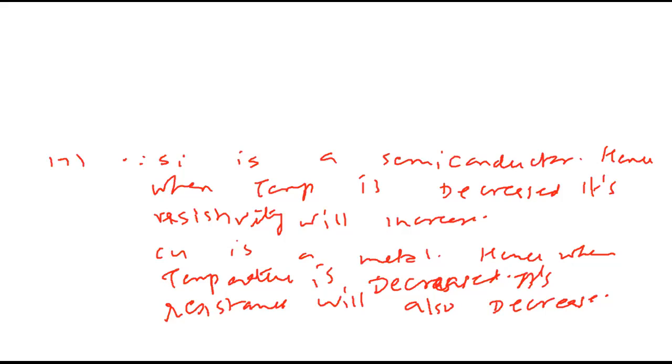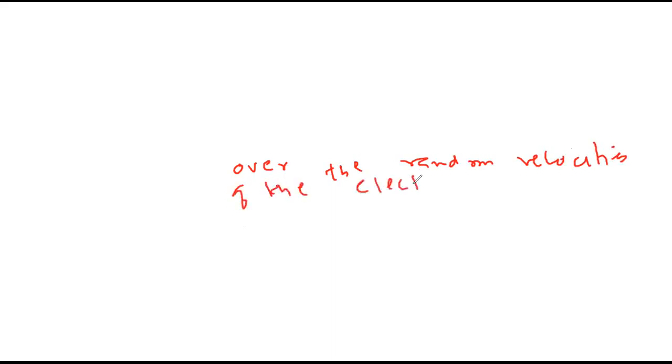The drift speed of electron is superimposed over the random velocities of the electron. Ye thoda naya lagega. You can be in random motion, but they get added with that drift velocity.